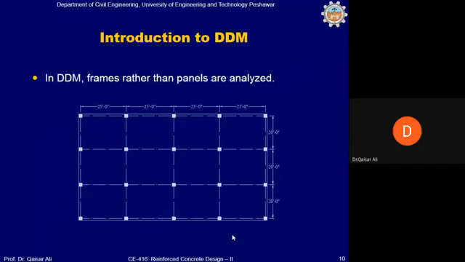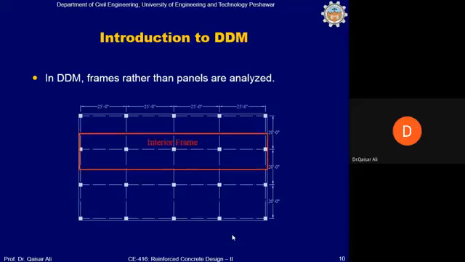Okay, the first difference between the DDM and the moment coefficient method is that in the moment coefficient method, if you remember, we analyzed panel by panel. One panel which was continuous or not continuous, and then there were tables, and we used to pick up values from the table, insert the values in the relevant equation, and calculate the bending moments. In the direct design method, the frames are analyzed instead of panels, as you will see in several upcoming animations.